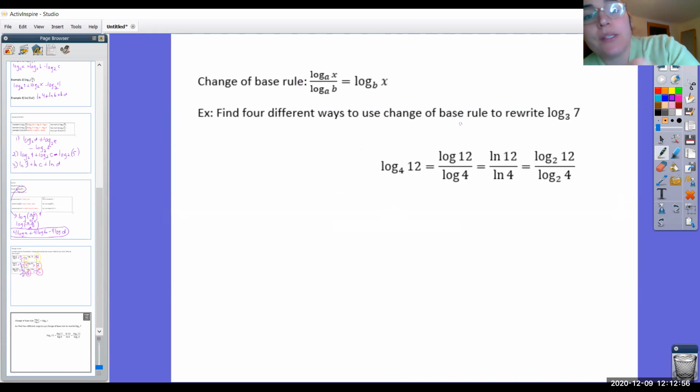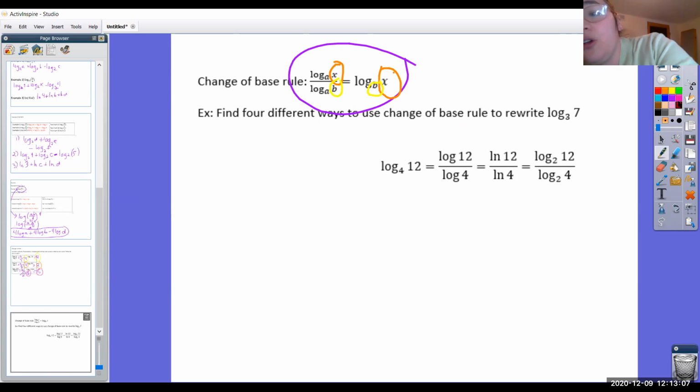Okay, so this is actually the rule right here. This right here is the change of base rule. And you notice that we've got the original argument in the numerator, and we've got the base in the denominator, and then we pick a new base for the quotient, which is the same in the numerator and the denominator. Okay. So an example that we have here is log base 4 of 12, right? So you can write that as log of 12 over log of 4, right? Log with no base is just base 10, the common logarithm. You can write it as natural log of 12 over natural log of 4. You can write it as log base 2 of 12 over log base 2 of 4.